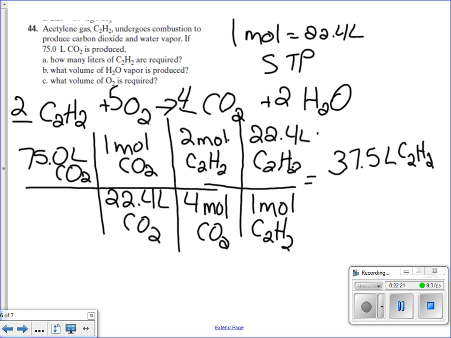And these are a little bit faster than the other problems because we don't have to add up molar mass from the periodic table. So they seem to go a little quicker. Letter B, what volume of H2O vapor is produced? So again, we'll just start with our 75 liters of carbon dioxide.